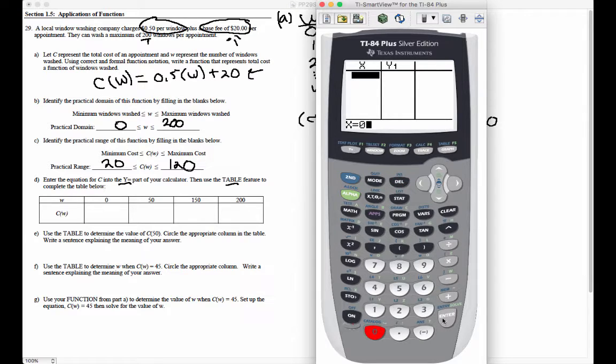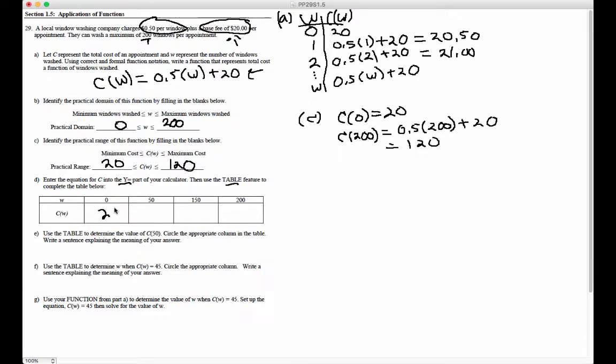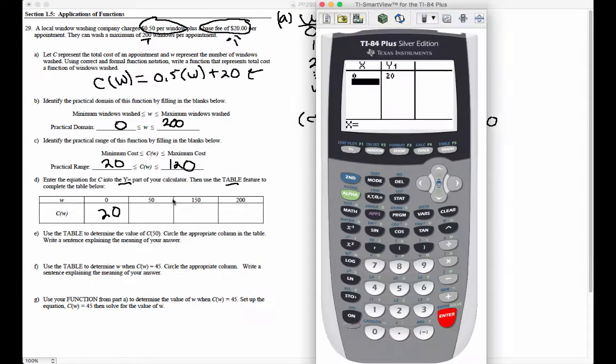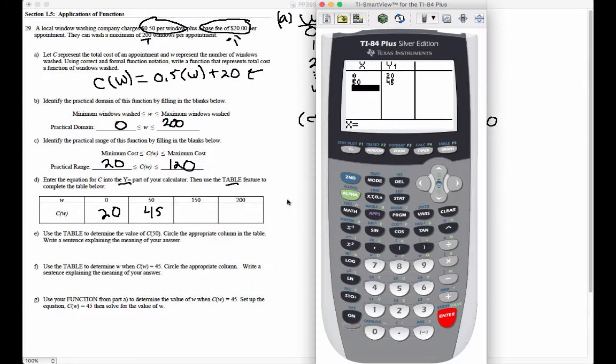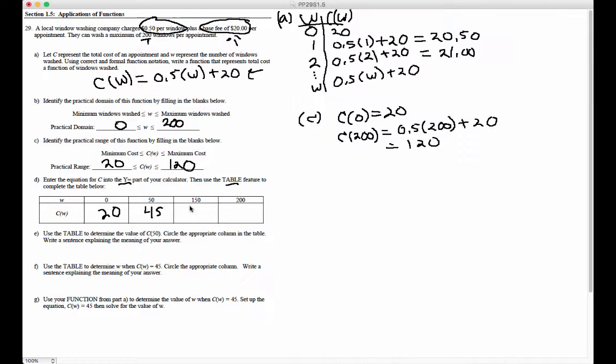So if I put in a 0 and I hit enter, I get back 20. Surprise, surprise, right? Because we know that from our previous part of the problem. If I come in here and I type in a 50, and I hit enter, I get back 45. Say I got 150 windows. Boy, these people are great. I'd hire them in a heartbeat. That cost me $95.